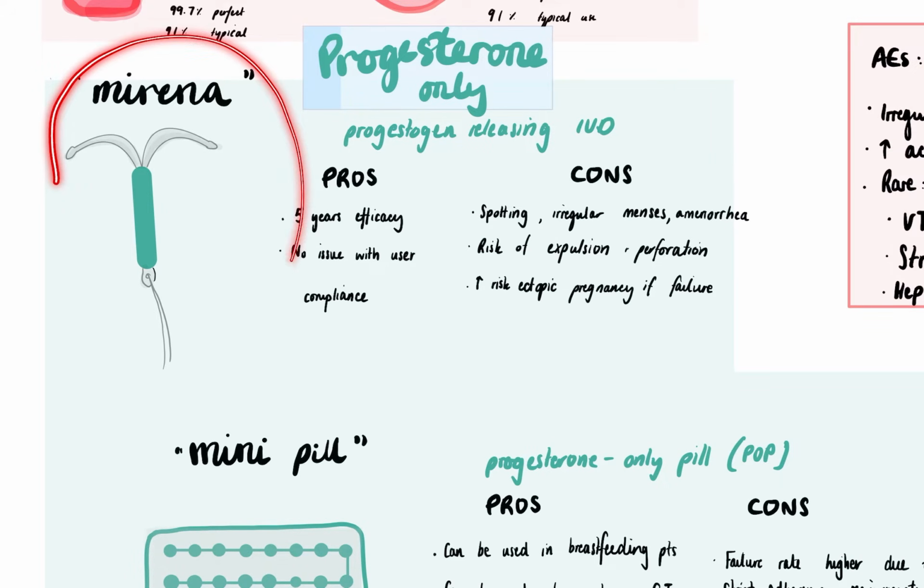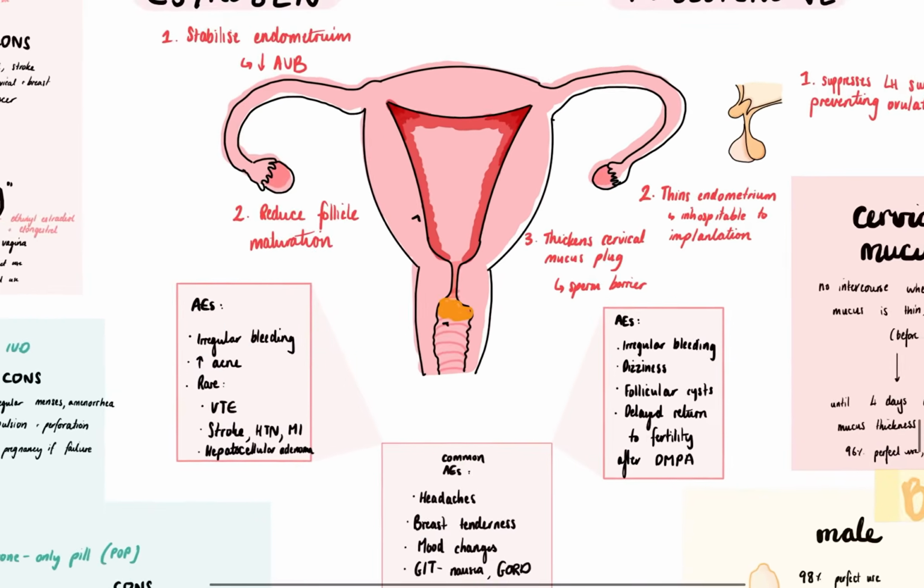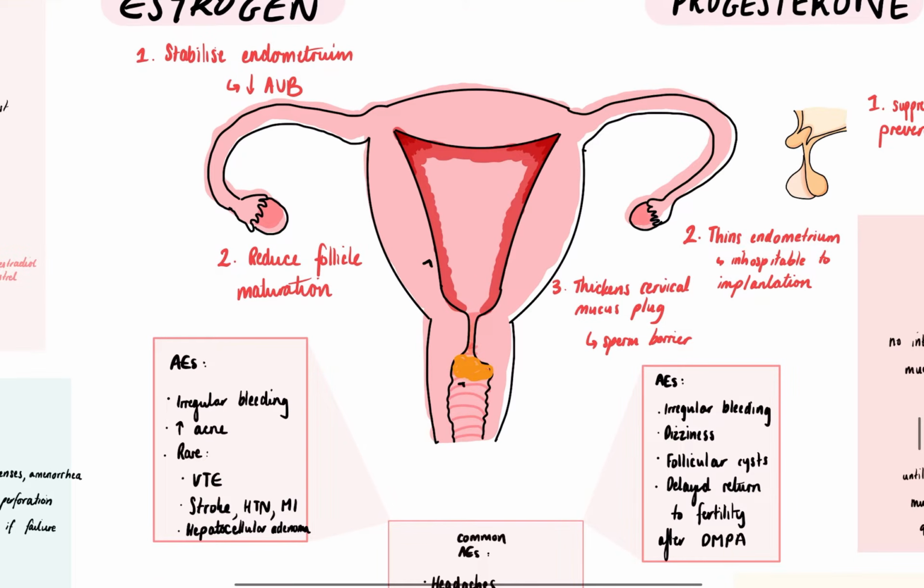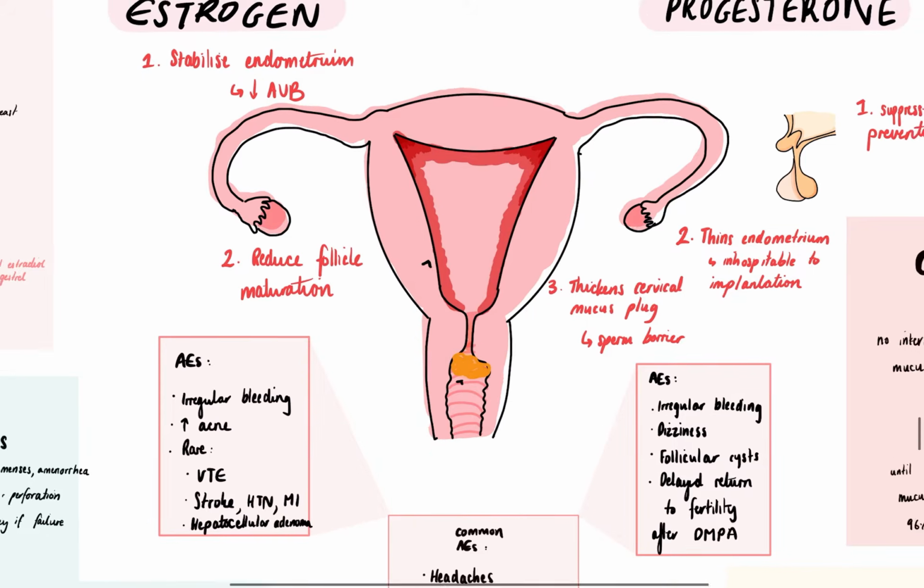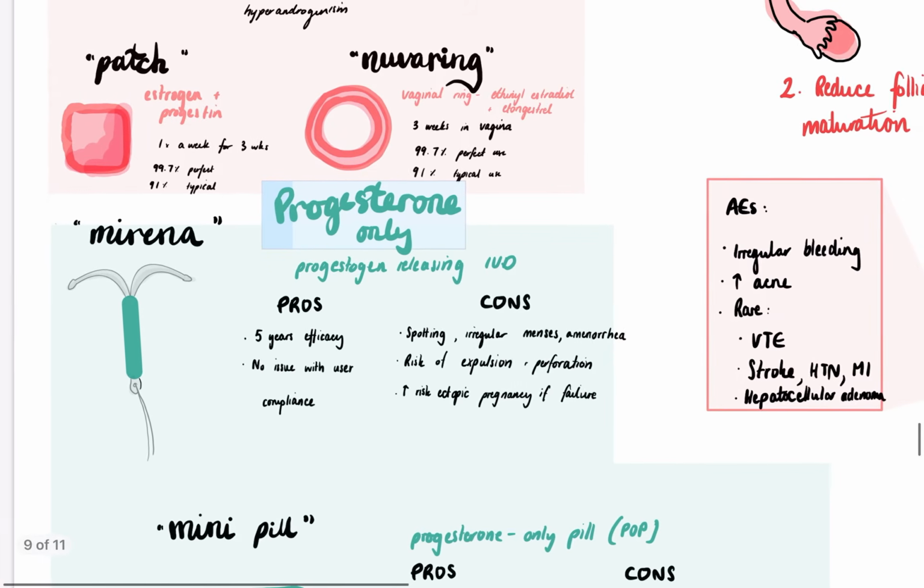So starting off with the most effective and safest and most commonly used progesterone-only contraception is the Mirena, aka a progestogen-releasing intrauterine device. So what this does is it sits inside the uterus, and if you can imagine, we have a little Mirena. It's kind of sitting here, it's inserted, and it can be left there for up to 5 years, which is really, really great because then you don't get any issues with user compliance.